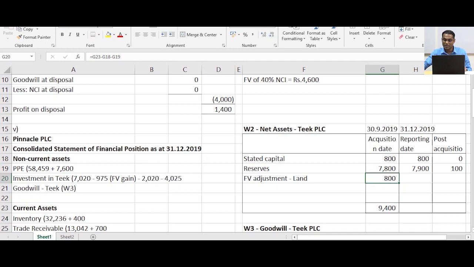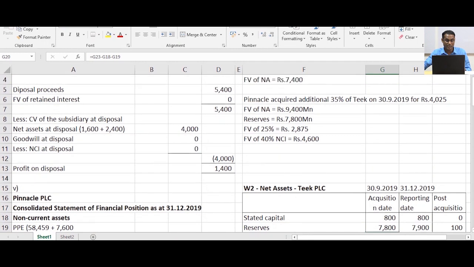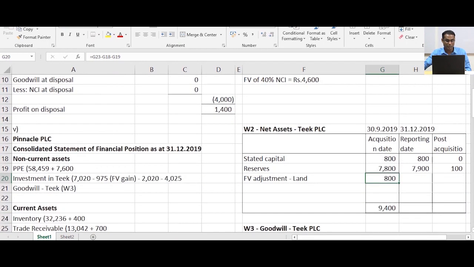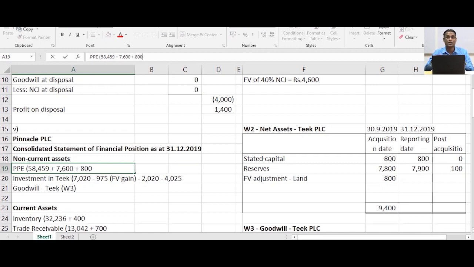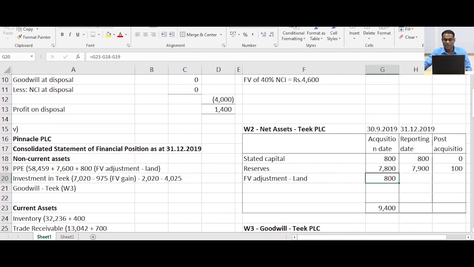Okay, so what is the double entry here? Credit the net asset table, and that has to be debited to the balance sheet, or the statement of financial position, PP&E value. So you debit 800 here. It is included into the opening consolidated balance sheet as a fair value adjustment. So I would say fair value adjustment relating to the land. Okay, debit 800 to the PP&E, credit 800 to the acquisition date net assets of the subsidiary.